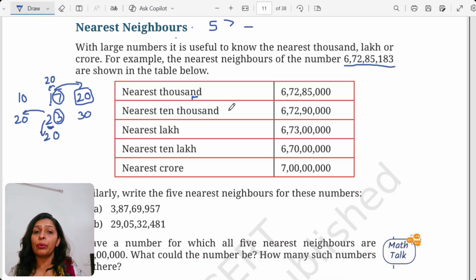Now, how is it going to work? See, our number is this only: 67285,183. All right. Now we have to see the thousand. We are rounding off to the nearest thousand. So what will happen? We are only going to focus on this thousand place.